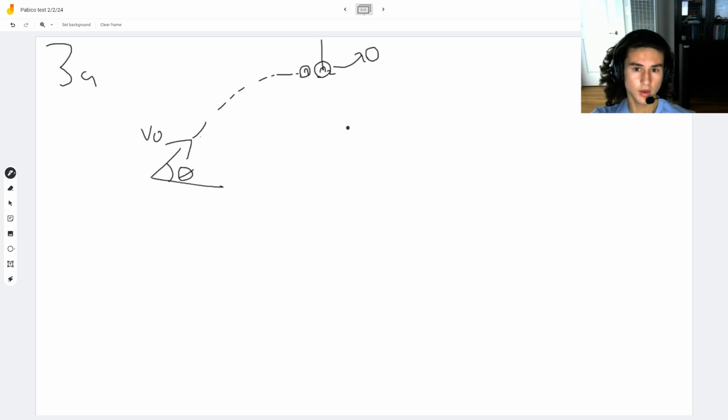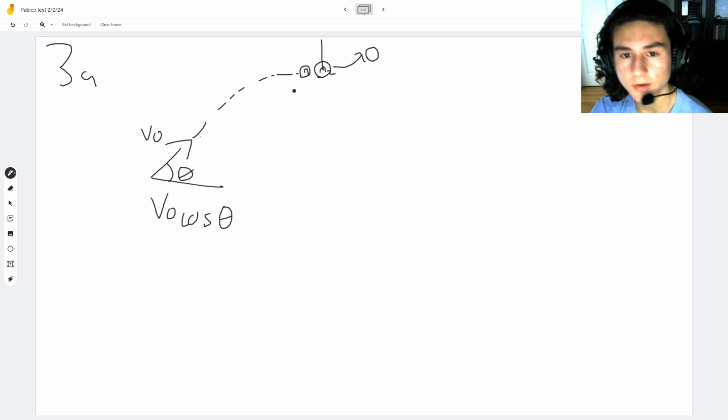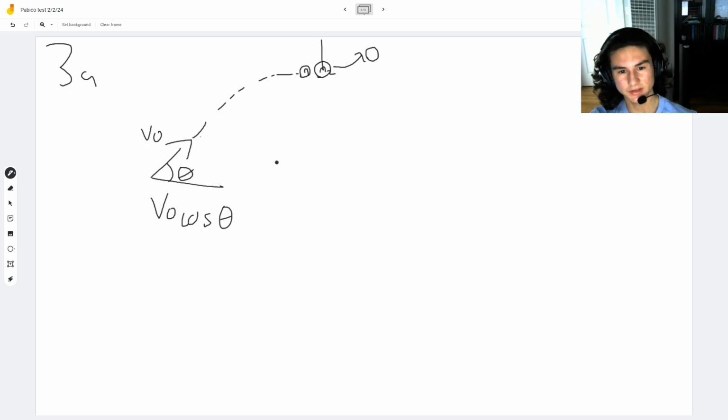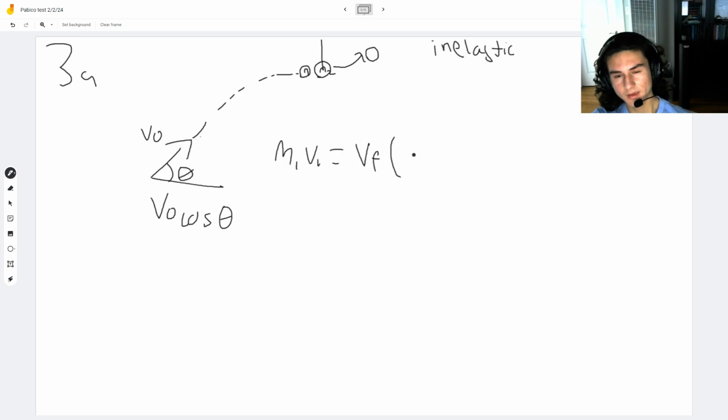Might seem a little overwhelming, but if we remember how two-dimensional kinematics work, basically we know that the velocity in the x direction is always the same. So in this case, it's going to be v0 cosine theta as our velocity right before the impact, right? And of course, m2 is not moving at all before the impact. So we can basically just use the momentum equation m1 v1 equals a final velocity. And by the way, it's inelastic, I forgot to mention that. So they stick together. v final times m1 plus m2, right? We're just going to solve for this final velocity here.